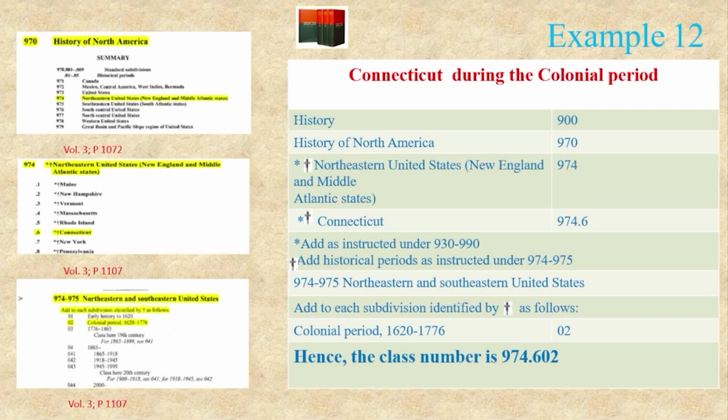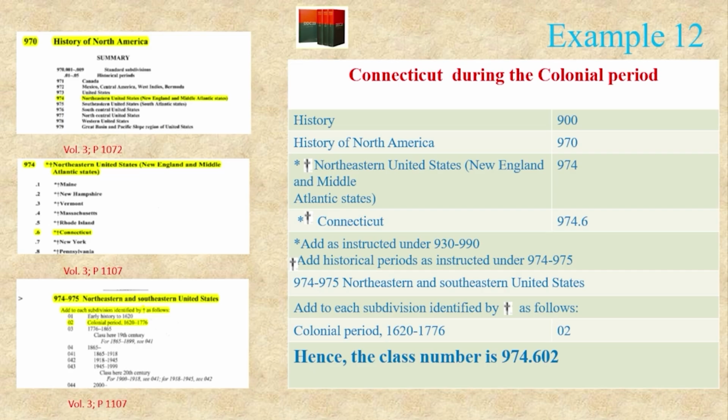Now learner, come to another example. This is Connecticut during the colonial period. There are two keywords in the title: one is Connecticut, another is colonial period. Then what will be the class number? Whether a ready-made class number is available or you have to assign the class number from the schedules. The key points here: first is Connecticut, then the historical period. The historical period covers the colonial period, that is 1620 to 1776. So determine the main class.